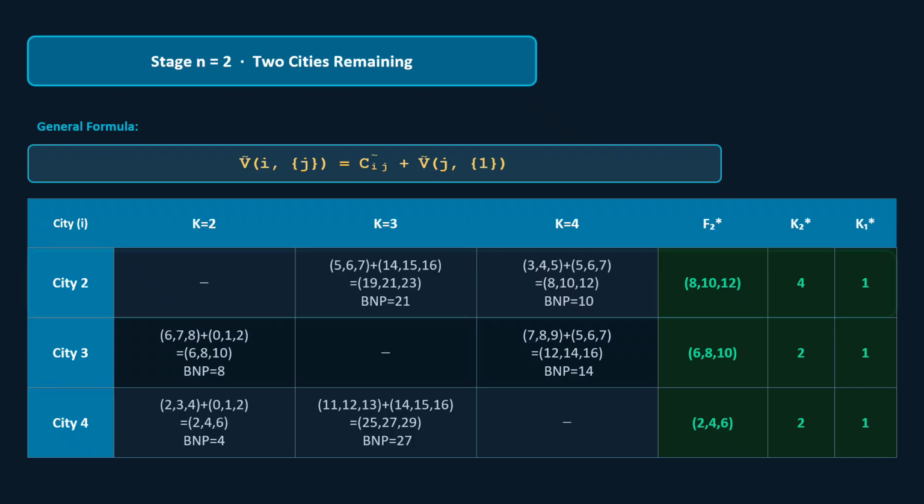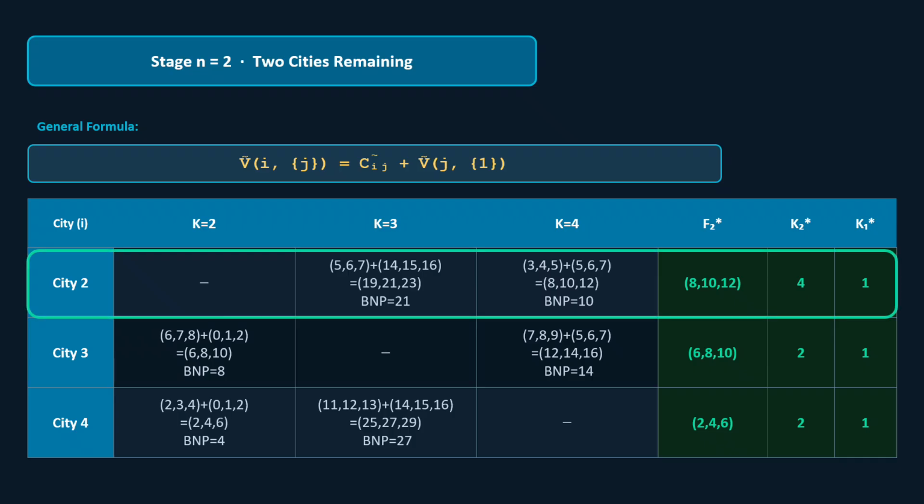Row 1, City 2. City 2 can go to either City 3 or City 4. Option K equals 3. City 2 travels to C3. The cost from the matrix is 5, 6, 7. Then C3 returns to C1, which was calculated in the previous stage as 14, 15, 16. Adding them together, 5 plus 14, 6 plus 15, 7 plus 16 equals 19, 21, 23. The BNP equals 19 plus (21 minus 19) plus (23 minus 19), divided by 3, which gives 21.